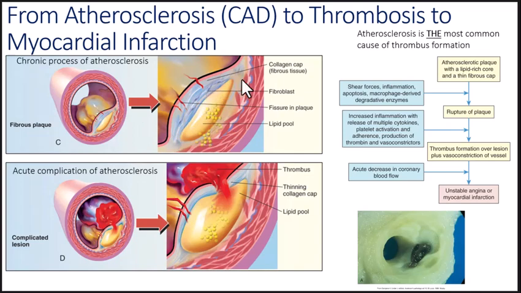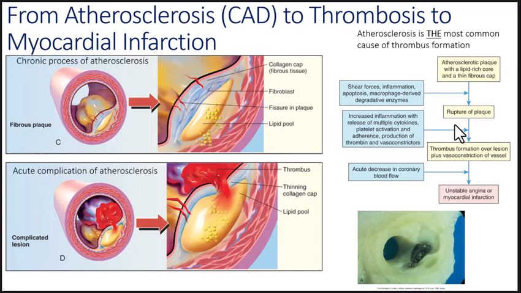Now this fibrous cap is susceptible to tearing. Why would it tear? There could be some sort of shear force that's applied to it, inflammation. There's many different potential reasons, but in any case, rupturing of the plaque could occur. And as soon as we have rupturing of the plaque, now we have an injury.